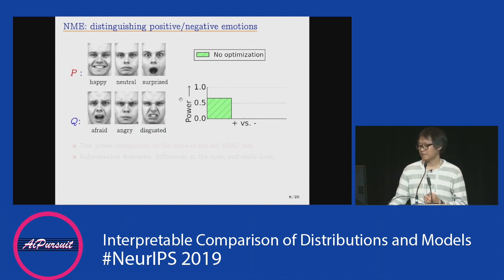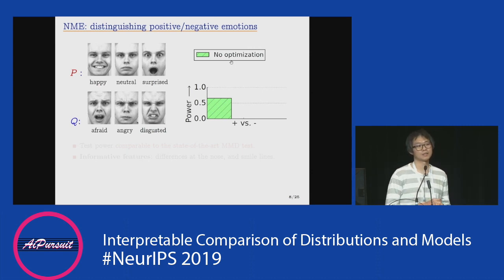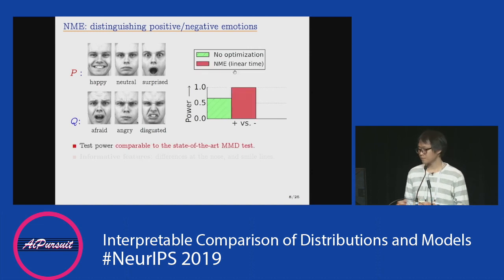No optimization means it's the NME without optimizing for the test location. I just pick one image randomly from the data set and use it as V. So we get 60% of the test power. But if we do the optimization, turns out we can get maximum power. So the power increases a lot with the optimization. And in fact, it has the same power as the MMD, which runs in quadratic time. But the NME runs in linear time.